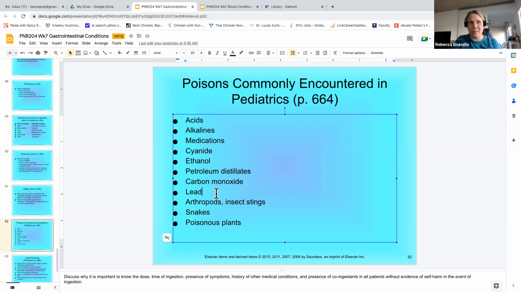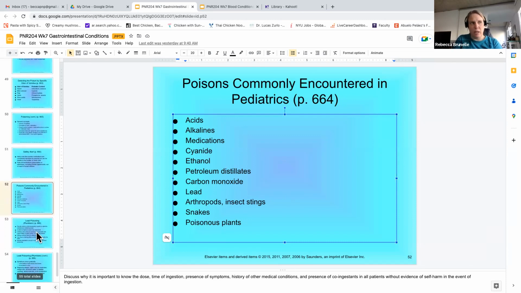How do kids get access to lead usually? Pencils. Yeah, the lead-based paint. So if they live in an older home that has chipping paint, they could eat a poisonous plant. They could be bitten by a snake or an insect. So there's all sorts of ways that children could be poisoned. And, you just have to monitor them and kind of keep them out of harm's way as much as possible.